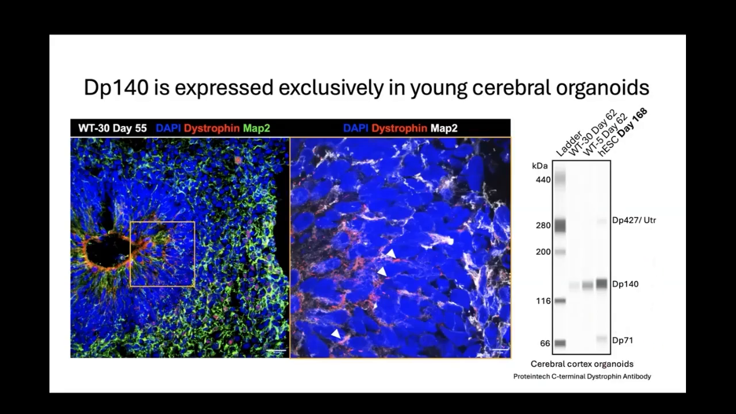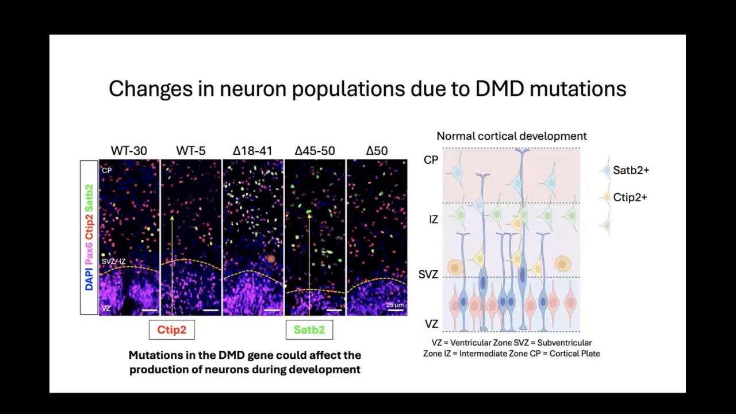And using our model, we're able to see the cell types that these DP140 proteins are expressed in are called the neuroepithelial progenitor cells. And these are important for making neurons. So we hypothesized that there's some kind of deficit that occurs when DP140 is lost in DMD brain organoids. And that's what we've been really trying to understand this last year.